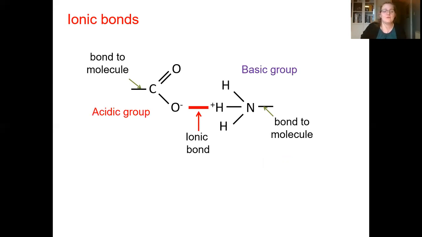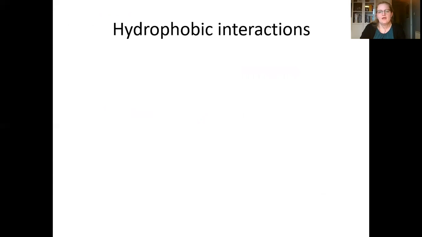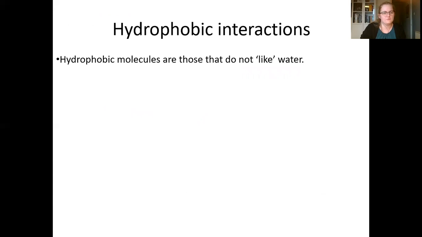Now our ionic bond forms, as you can see, in a very similar place to where our hydrogen bonds form. Ionic bonds can be split by changing the pH. They are a lot stronger than our hydrogen bonds. And then those hydrophobic interactions that we've already spoken about.